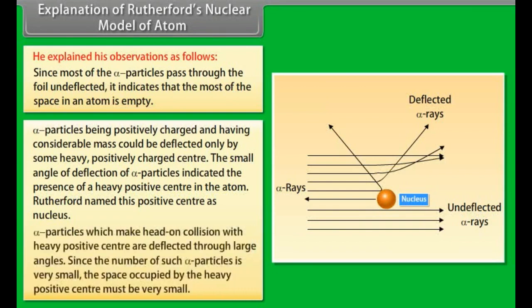Number 3. Alpha particles which make a head-on collision with the heavy positive center are deflected through large angles. Since the number of such alpha particles is very small, the space occupied by the heavy positive center must be very small.